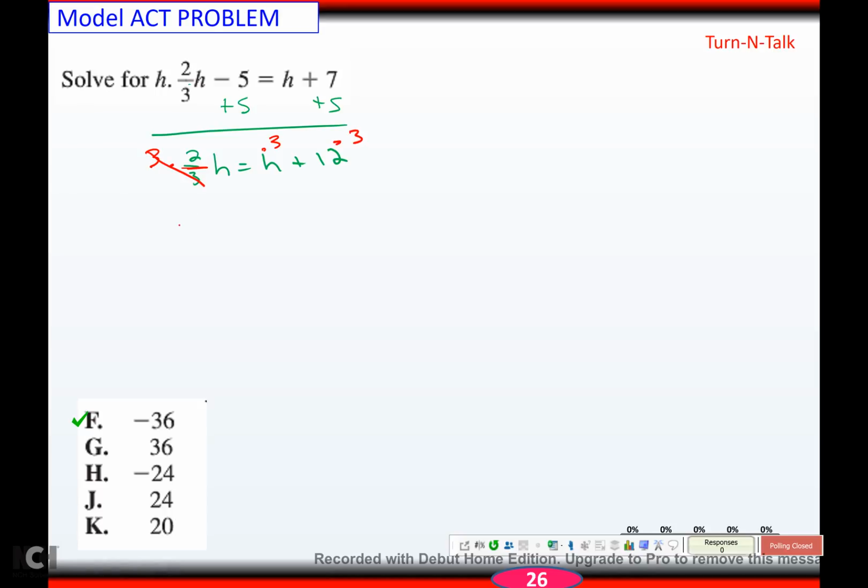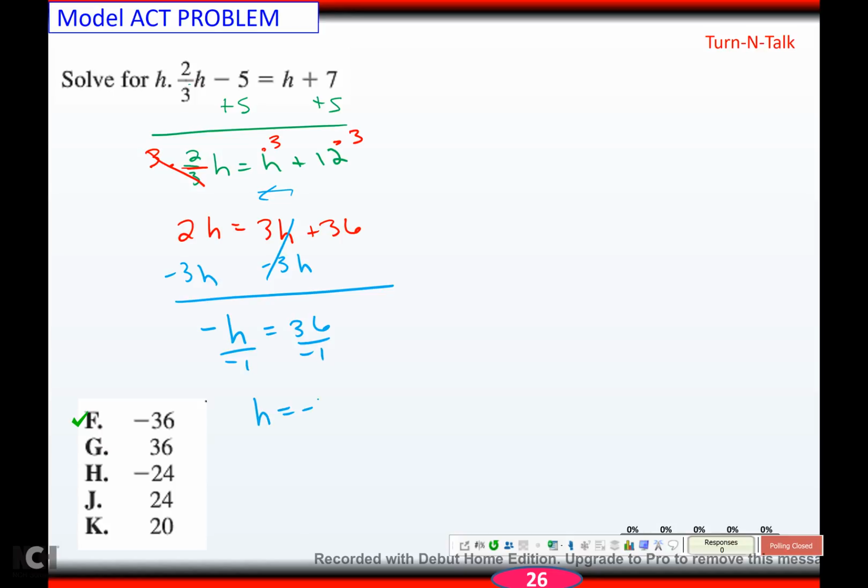So here the 3's would cancel and I'd have 2h. 3 times h is 3h. 12 times 3 is 36. No more fractions. Alright, so now I'm going to get h, I have to make this h jump, so I'm going to minus 3h, minus 3h. I get negative 1h equals positive 36. Divide by negative 1 and h equals negative 36.